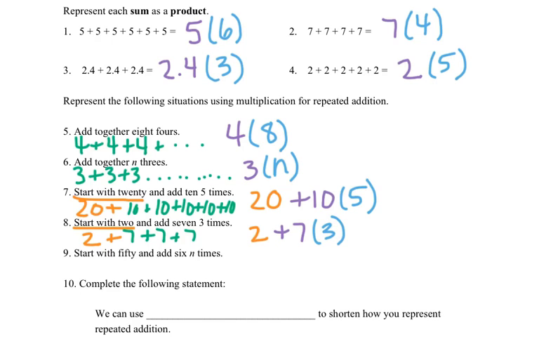All right, number 9, start with 50, and then add 6 n times. So this is another one of those where we're adding 6, adding 6, adding 6, and we could add for all of time. We don't know how long it's going to go, so we just use the variable n. So start with 50, we're adding 6 n times. And you don't have to write the parentheses if it's a variable. If you want to be consistent with our previous problems, we can, but that's optional if it's a variable.